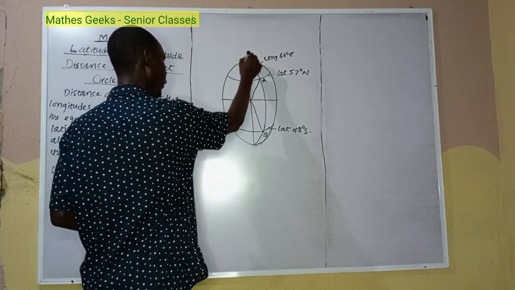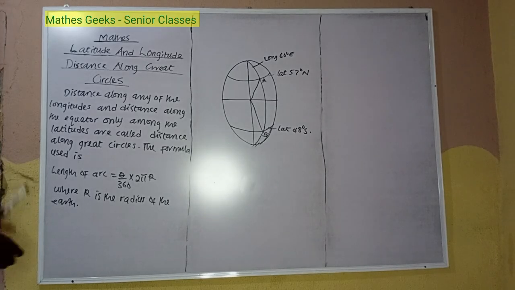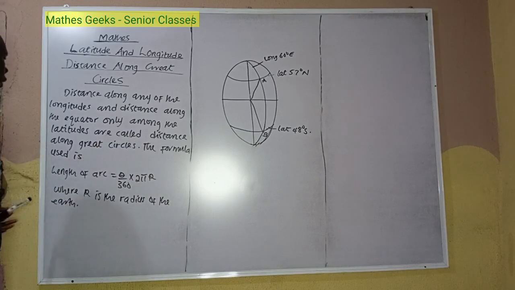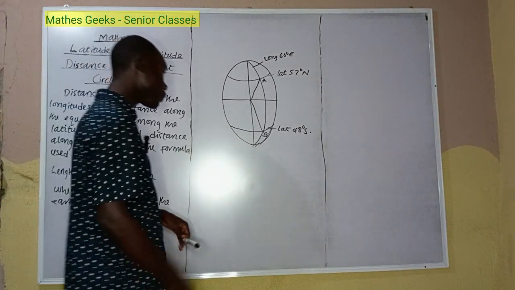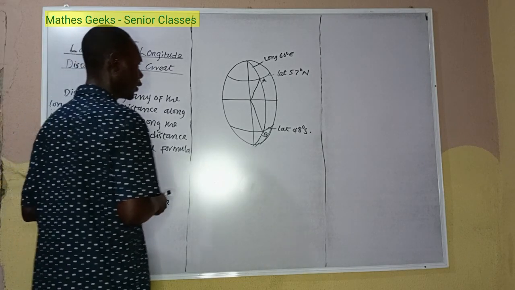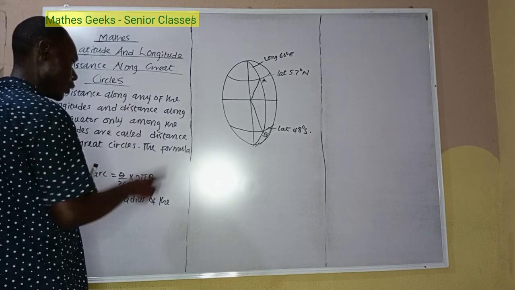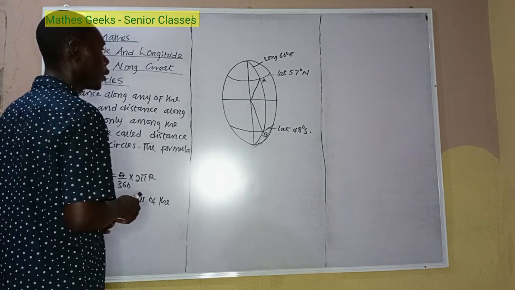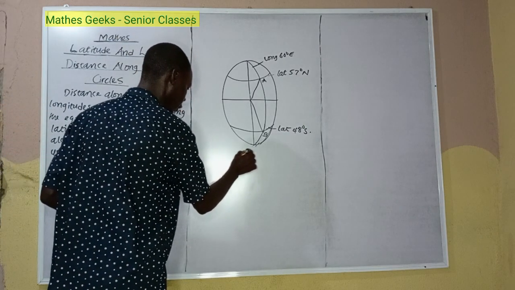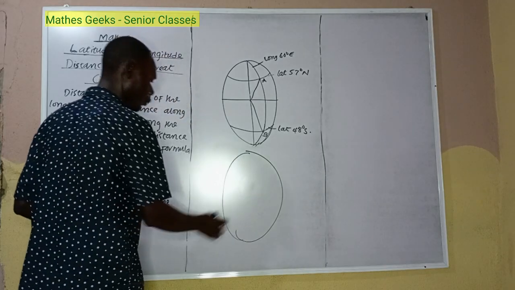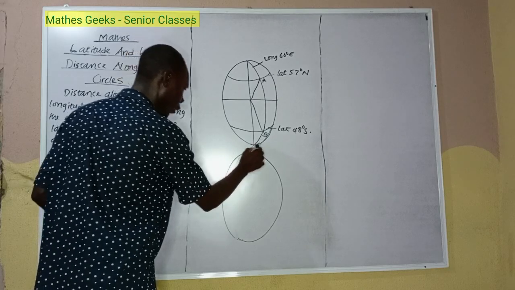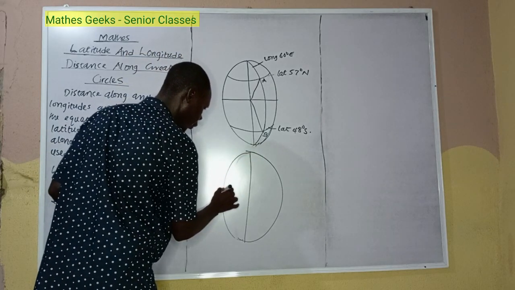So let me read what I have here. Distance along any of the longitudes and distance along the equator only among the latitudes are called distance along great circles. So what will help you to determine whether any particular line is a great circle or a small circle is that whenever the 2 points lie on a single line of longitude, that means that's a great circle. That means a distance along a great circle. Conversely, when the 2 points lie on the same parallel of latitude, then that's a small circle.